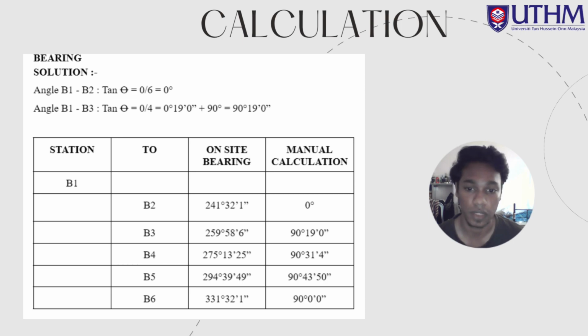Similarly, for B1 to B5, our on-site bearing was 294 degrees, 39 minutes, and 49 seconds. From our manual calculation, we obtained 90 degrees, 43 minutes, and 50 seconds. And lastly, from station B1 to point B6, our on-site bearing was 331 degrees, 32 minutes, and 1 second, and our manual calculation is 90 degrees because B1 to B6 was a 90 degree bearing.